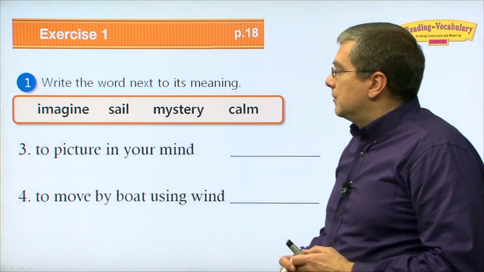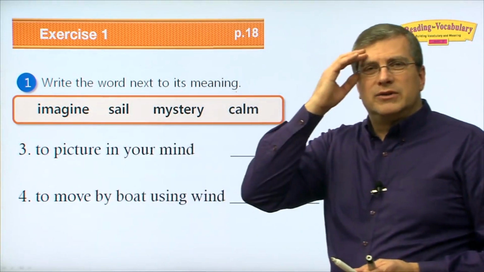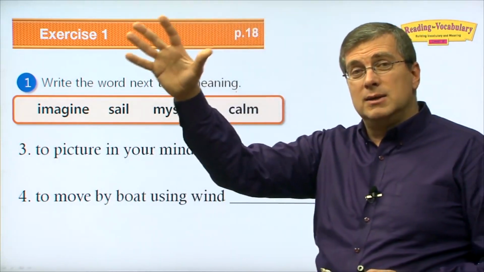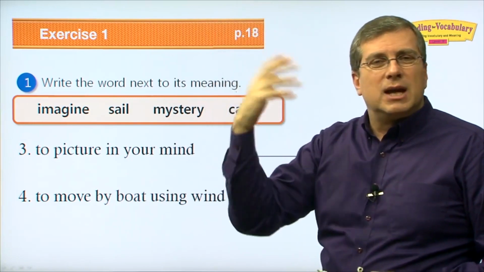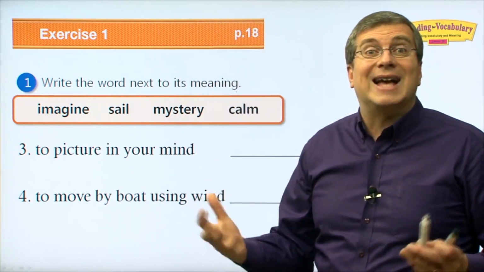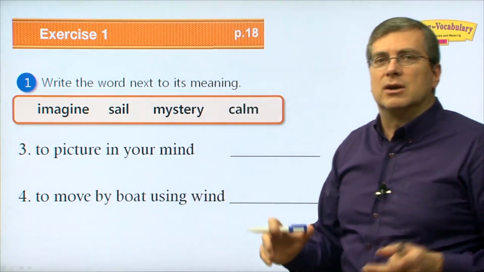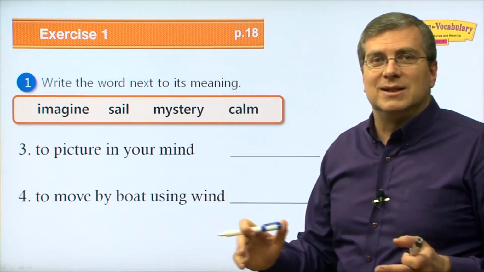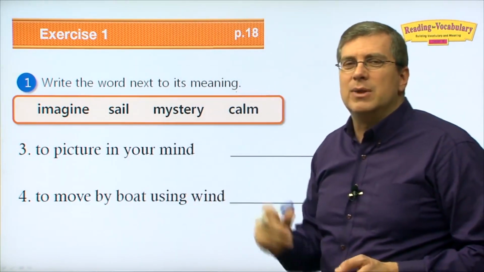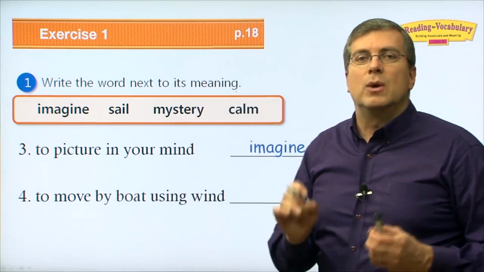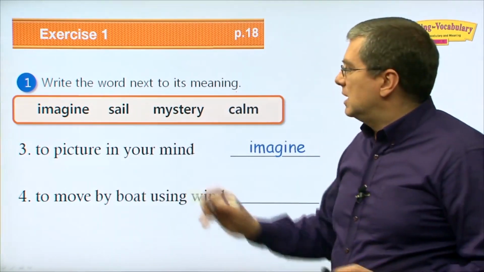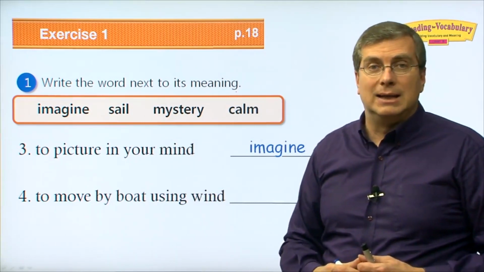Next one, number 3, to picture in your mind. So you have many pictures in your mind and you're thinking of something. You're making pictures and you're thinking of new things or fantastical things like magic or different places, adventure, right? You're thinking about these things in your mind. You are imagining. To imagine is to picture in your mind.